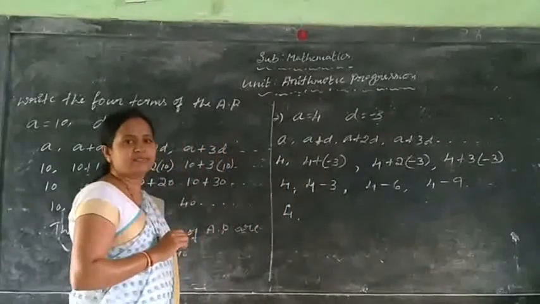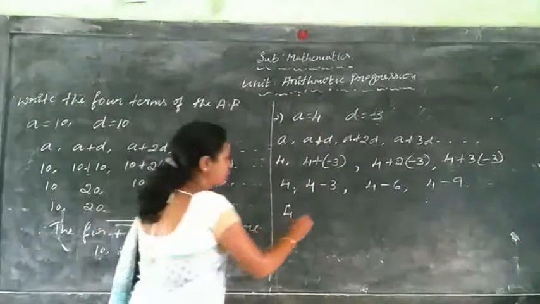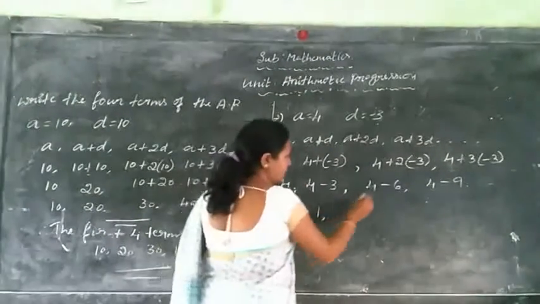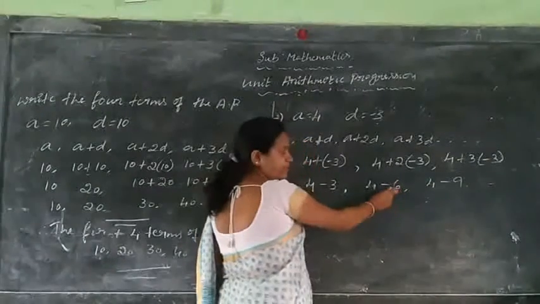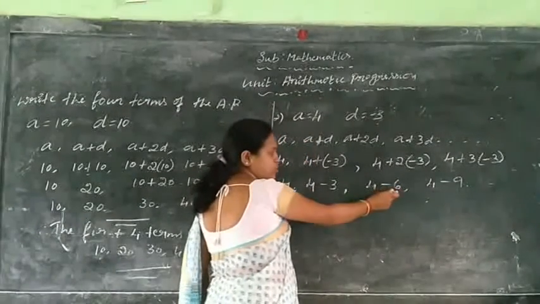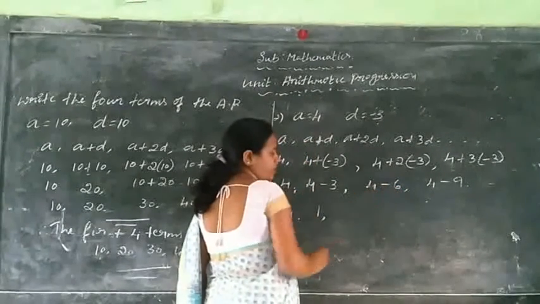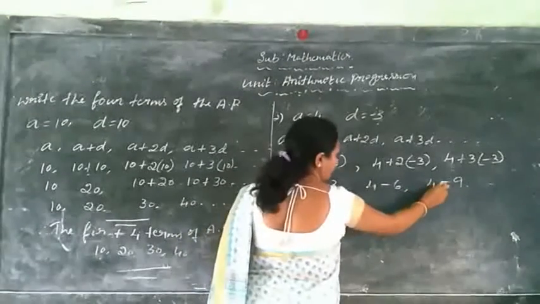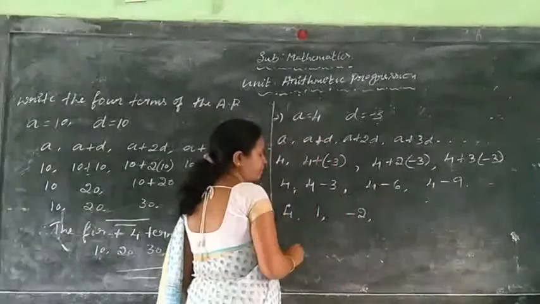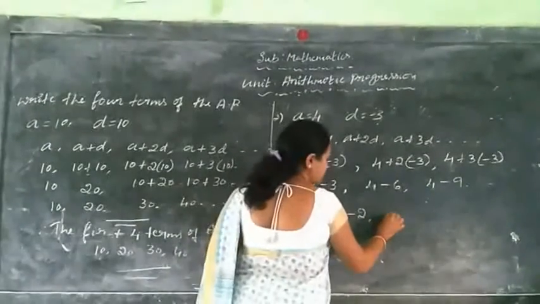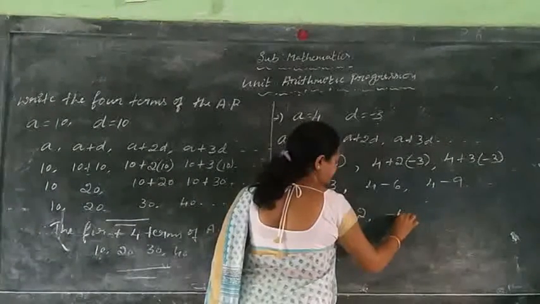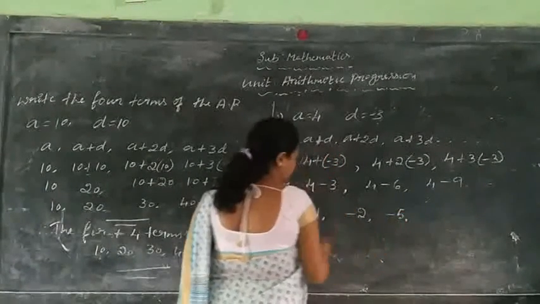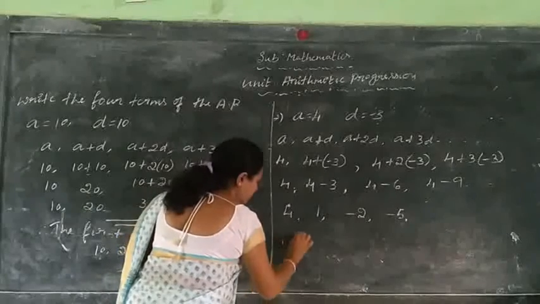What do you get? 4 minus 3. Yes, it is 1. So 4 minus 6. The bigger number sign is minus, children. So we will subtract 4 from the 6. What will we get? We'll get minus 2. In the same way, 4 minus 9 is 5, minus 5.